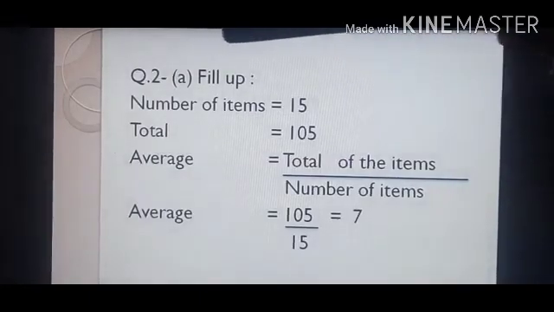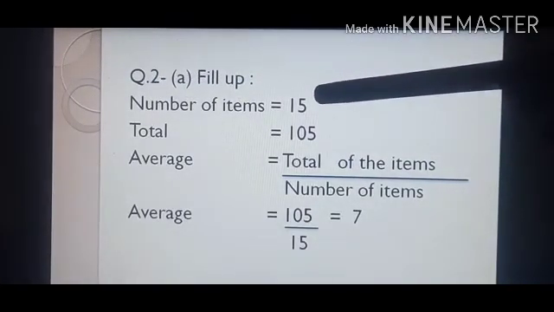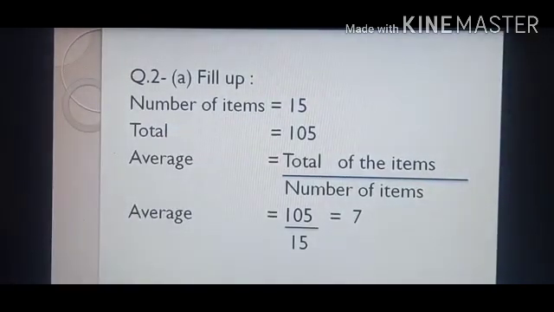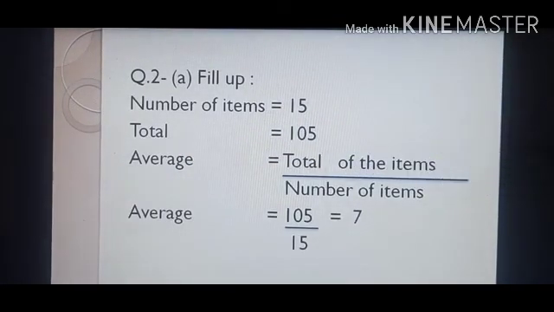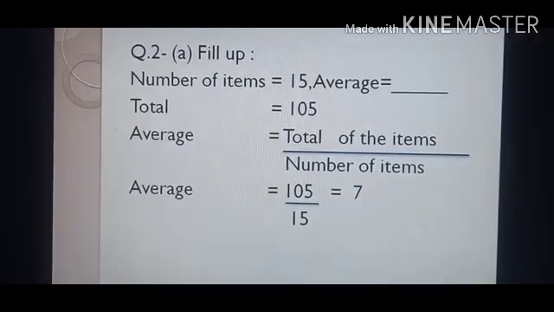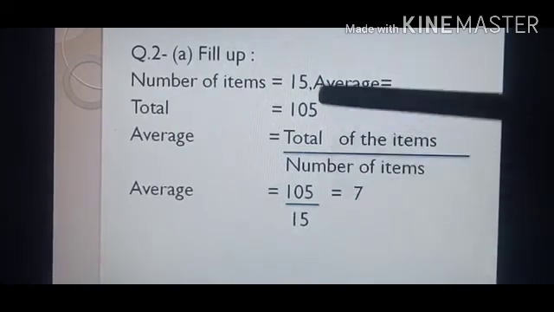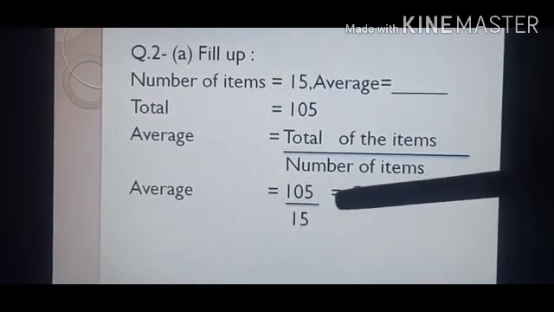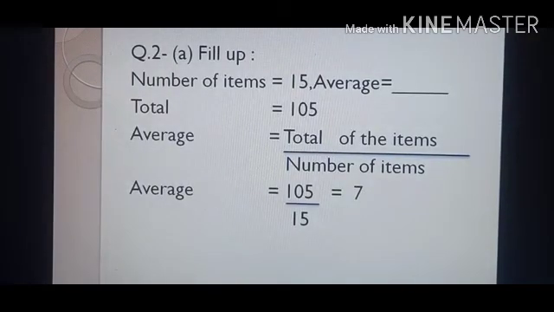Now question number 2, A part. It is also fill up. Number of items are given to us, 15, and total is also given, 105. And we have to find out here the average. So average is equal to total of the items divided by number of items. Total of the items 105 and number of items 15. So 105 divided by 15. 15 sevens are 105. So average is equal to 7. Understood? All the questions are based on the formula.